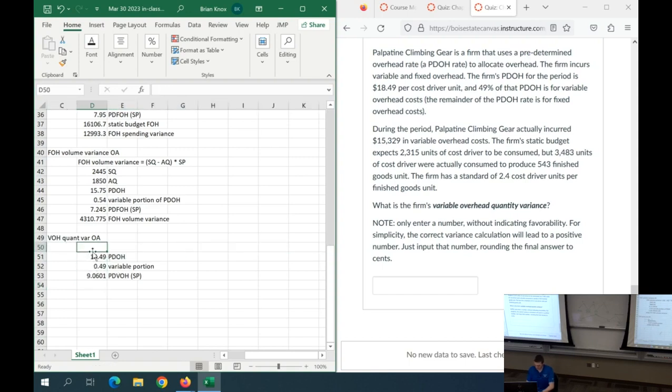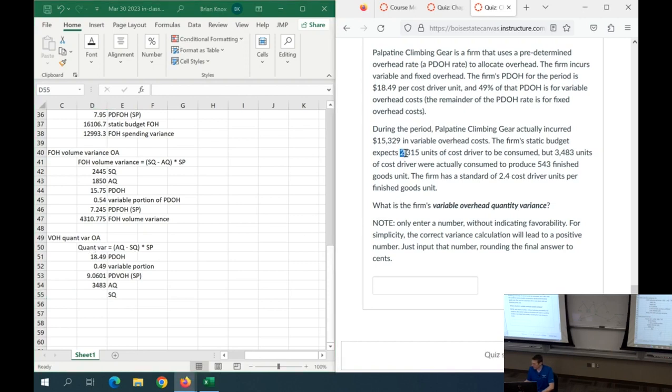Trying to fill out our equation. A quantity variance, like we've known for weeks now, is actual quantity minus standard quantity, all times standard price. Have our standard price, great. We can copy over actual quantity, 3483. Question is simply standard quantity left.